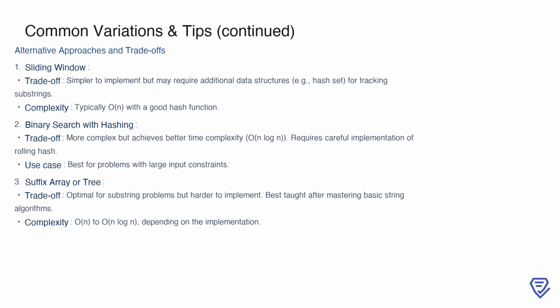Lastly, advanced data structures like suffix arrays or suffix trees offer optimal solutions for substring problems. These methods can achieve complexities of O(n) to O(n log n), depending on the implementation. However, they are considerably harder to implement, so they're best explored once you've mastered the basics of string algorithms. Understanding these trade-offs allows you to tailor your approach based on the problem's constraints and requirements.